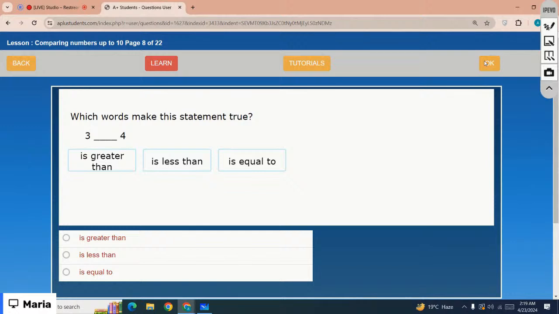Which words make the statement true? Which is the correct option? When counting, 3 comes before 4, right? That means 3 is less than 4.